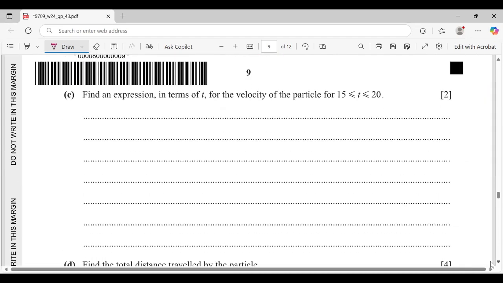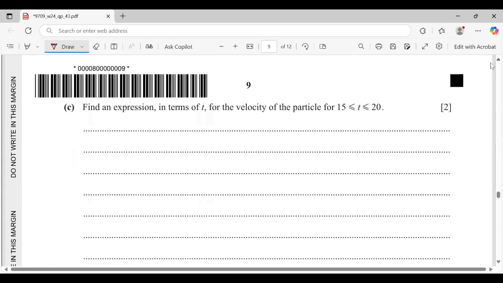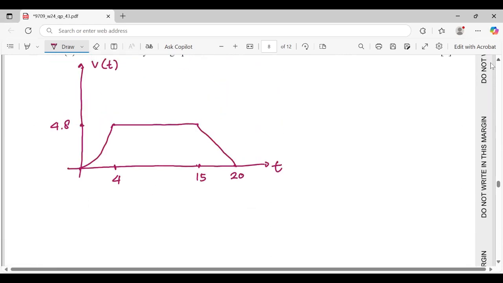Find an expression in terms of t for the velocity of the particle for 15 to 20. 15 to 20 means as long as this part. This coordinate point is 15, 4.8, and this coordinate point is 20, 0.